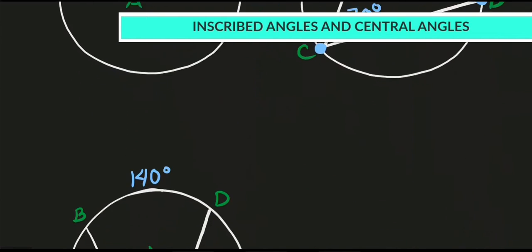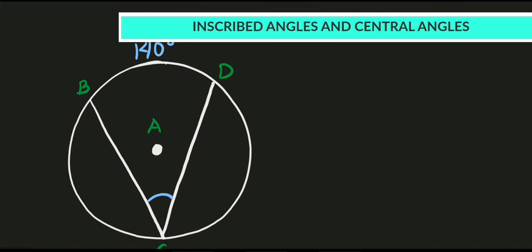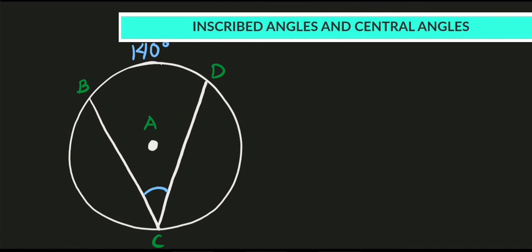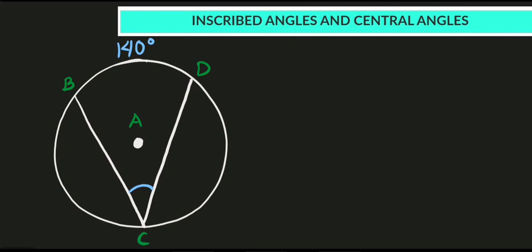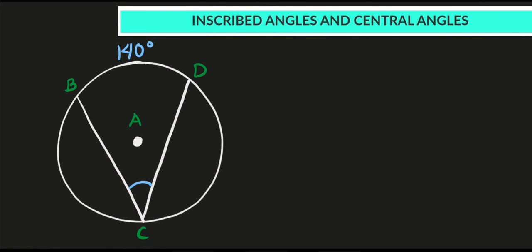Let's try to answer this set of problems. For example, number 1, let's say we have this given figure. We have this circle A with a different set of values. We have this inscribed angle BCD with an arc of 140 degrees, so the value of arc BD is equal to 140 degrees. Let's solve for the value of angle C, or angle BCD.